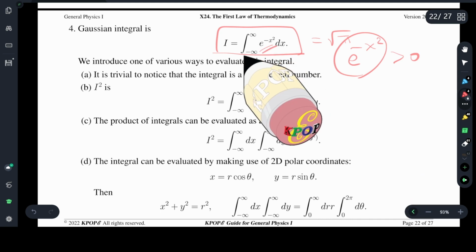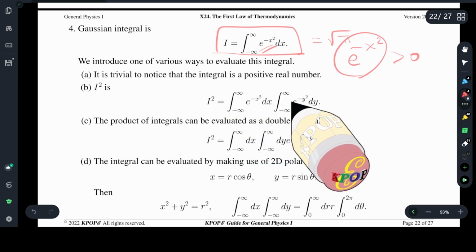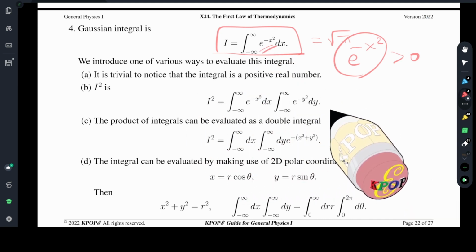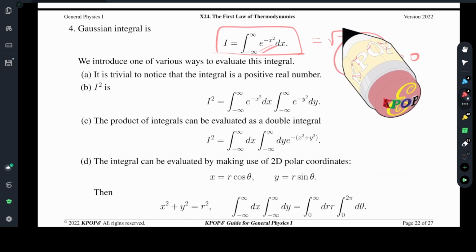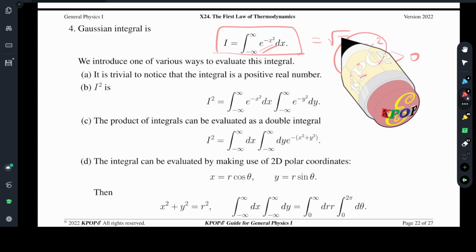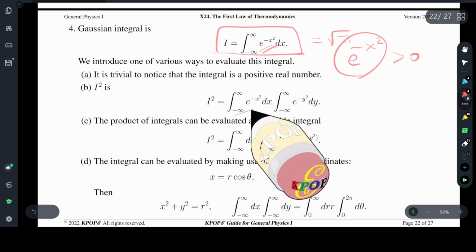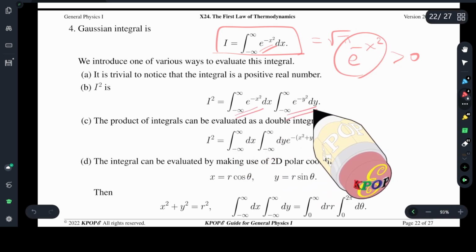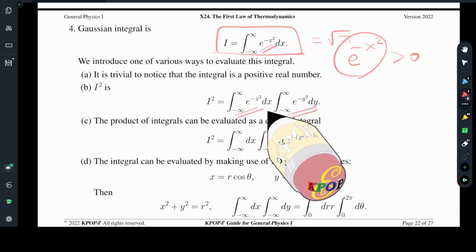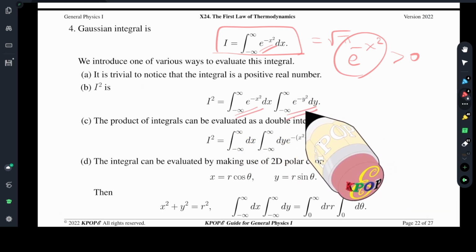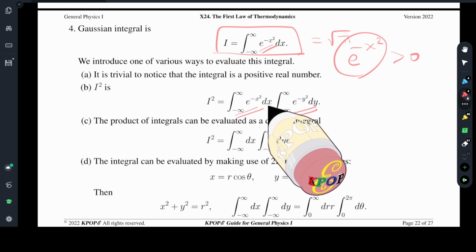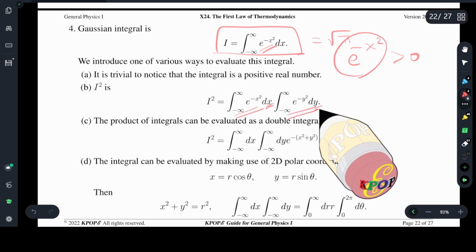So I want to square it. And if I obtain the final result, what I have to do is just take the positive square root. So that will be the square root of pi. Let me square this integral, but the two integrals should be evaluated independently. So I used different parameters.